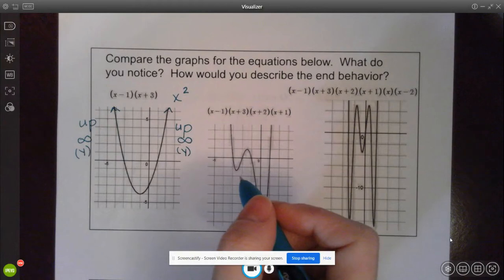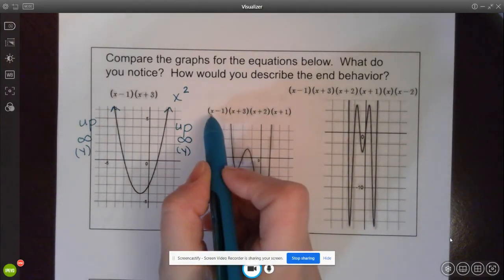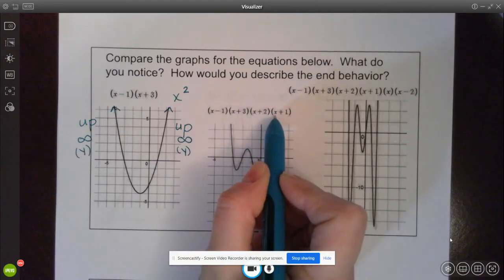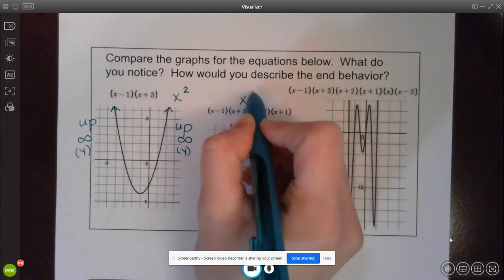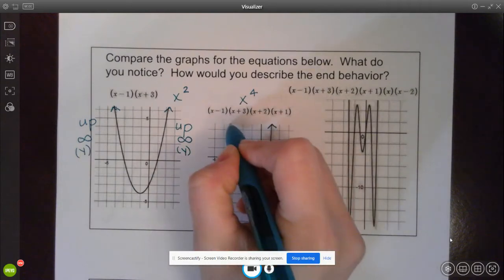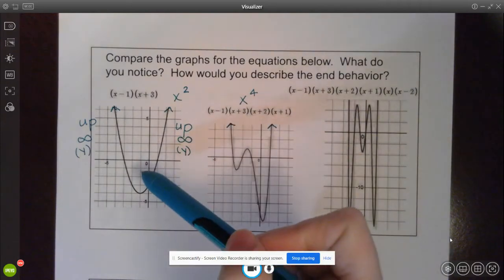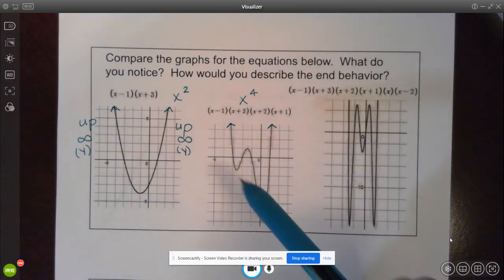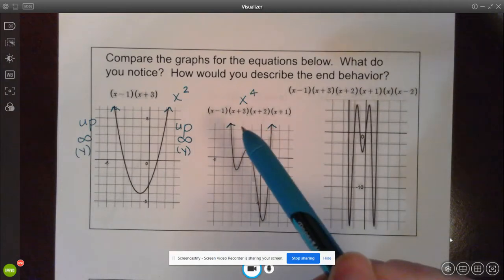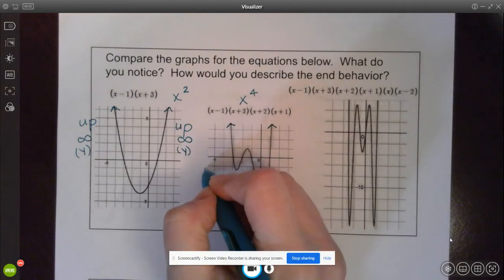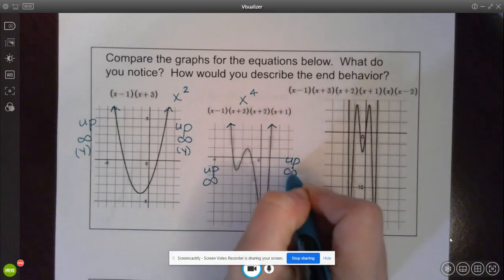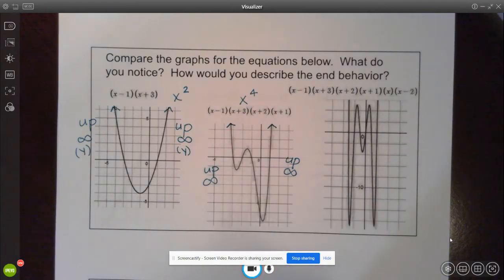And remember, since I'm talking about going up in this direction, I'm talking about my y values here. So here on my second graph, I have x times x times x times x. So that would be x to the fourth. If I put arrows on the end here, so now this had two x-intercepts, my first one. My second one has four x-intercepts, and still both of my arrows are going up on the left and up on the right, which tells me that I'm headed to y values of infinity in both cases.